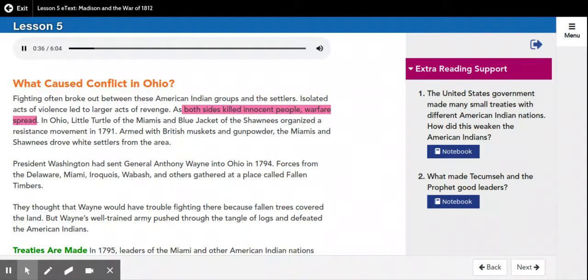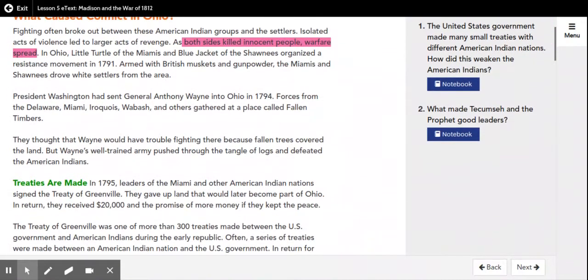President Washington had sent General Anthony Wayne into Ohio in 1794. Forces from the Delaware, Miami, Iroquois, Wabash, and others gathered at a place called Fallen Timbers. They thought that Wayne would have trouble fighting there because fallen trees covered the land. But Wayne's well-trained army pushed through the tangle of logs and defeated the American Indians.